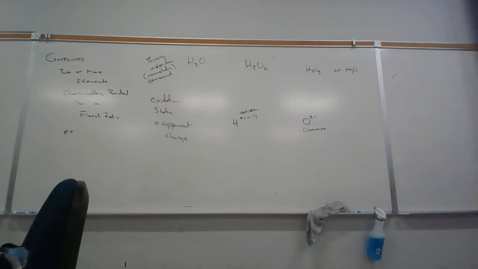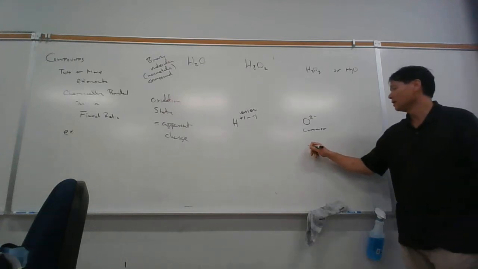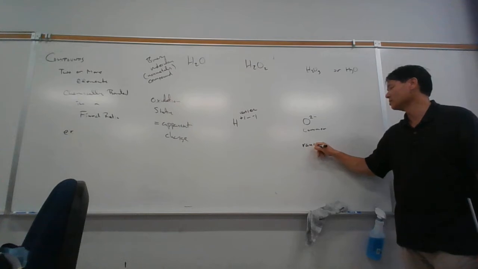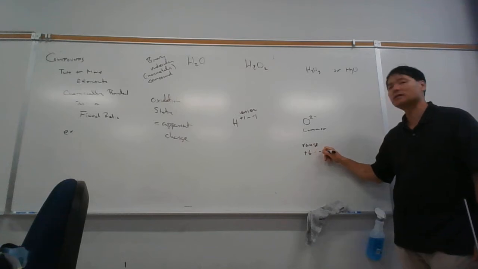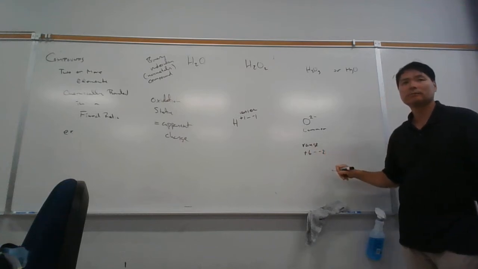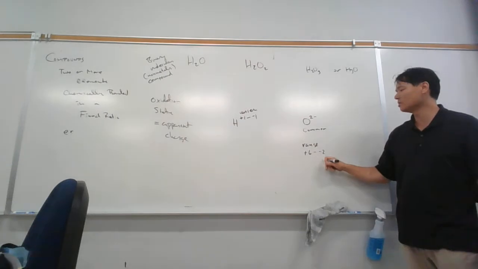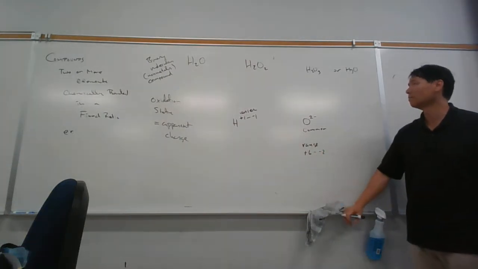This wouldn't be likely, but it could also lose 6. Because if it loses 6, it's going to go to helium. If it gains 2, it goes to neon. Do you see that? That's called the oxidation state range. And so the range for this, in terms of apparent charge, is going to go from +6 to -2. And it could be somewhere in between there.